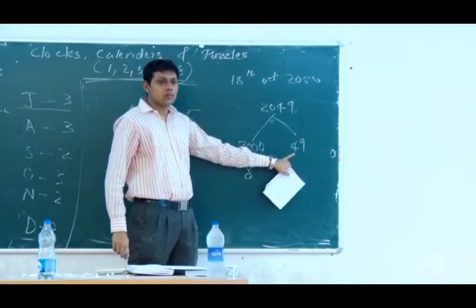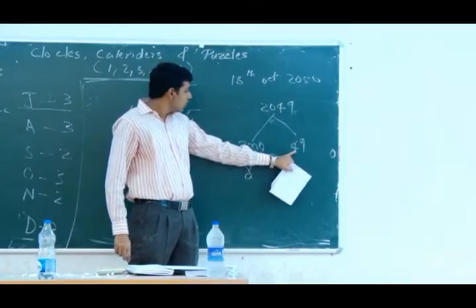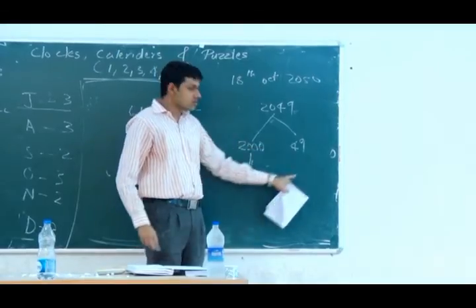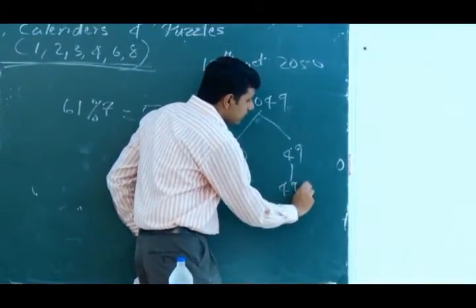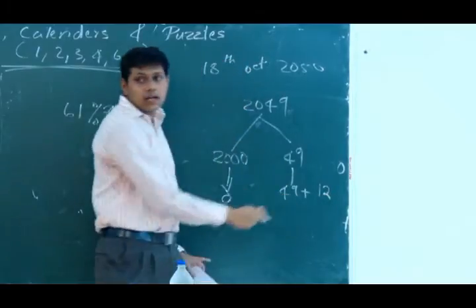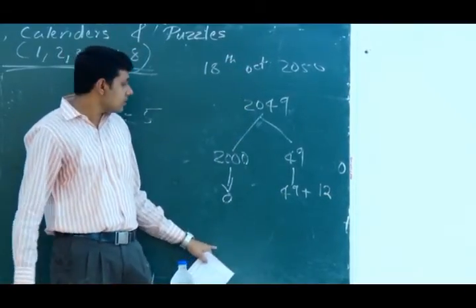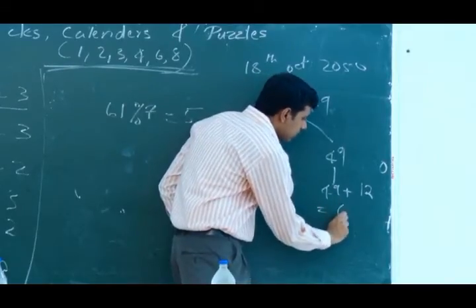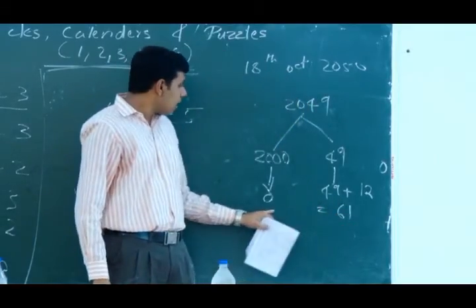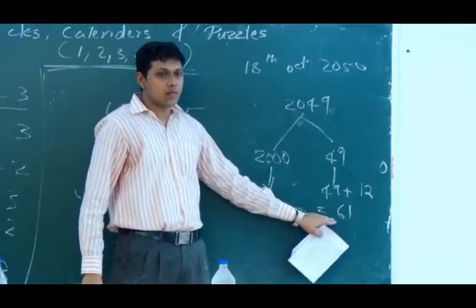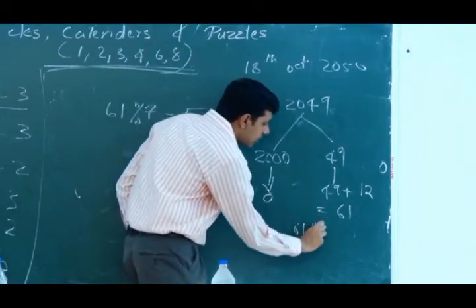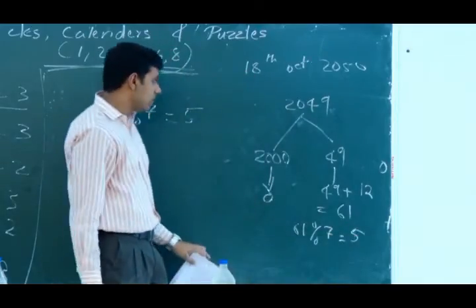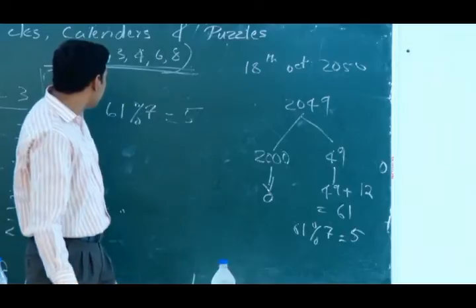For 49, we have 49 plus 49 divided by 4. 49 divided by 4 is 12. So we have 49 plus the number of leap years in 49, which is 12. So 49 plus 12 is 61 odd days because of the number of years. So 61 divided by 7 gives 5 odd days. We have 5 odd days because of the number of years.